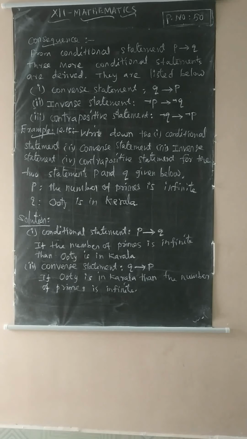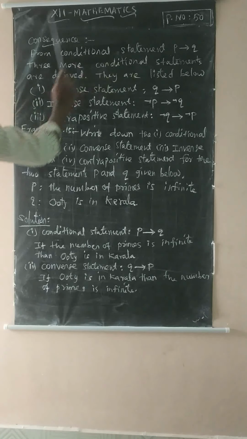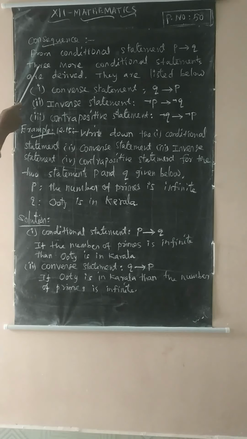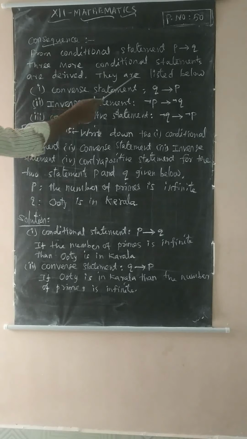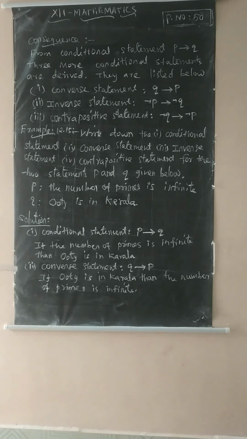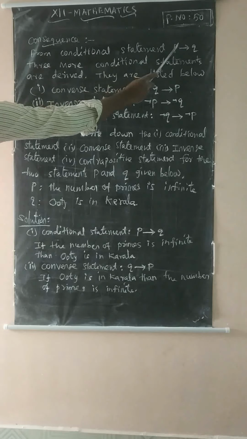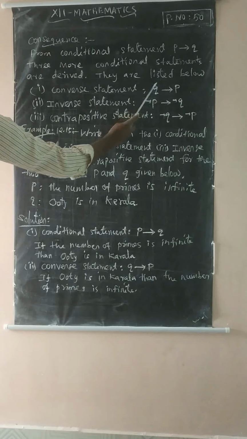Consequence. From the conditional statement P conditional to Q, three more conditional statements are derived. They are listed below. So first one is the conditional statement: if P conditional to Q, then write Q conditional to P.